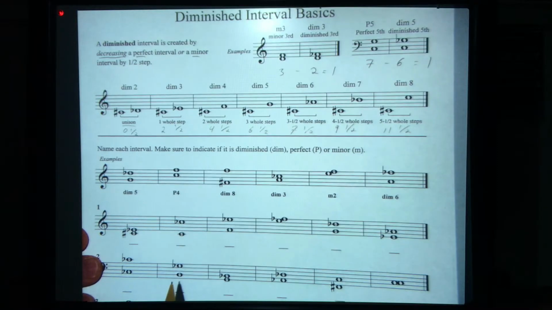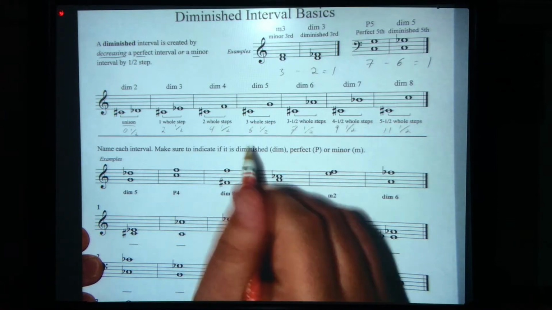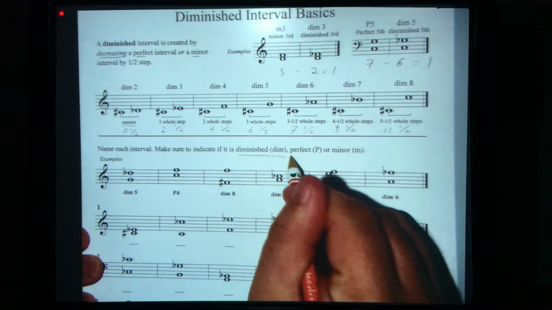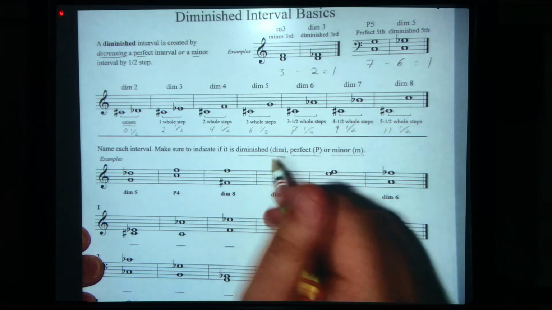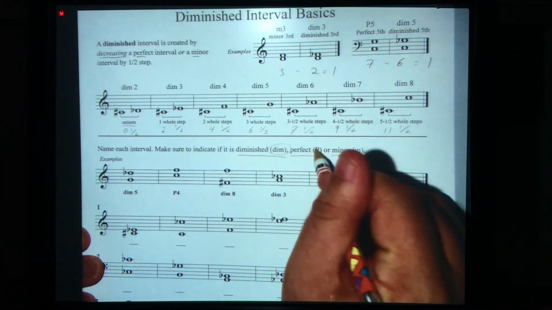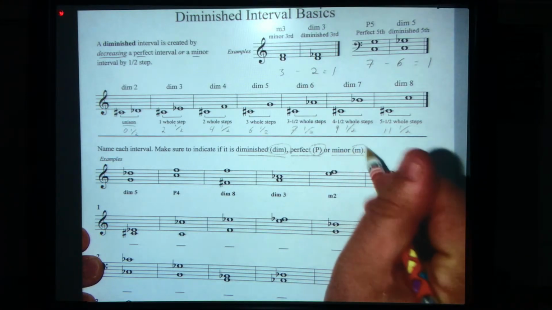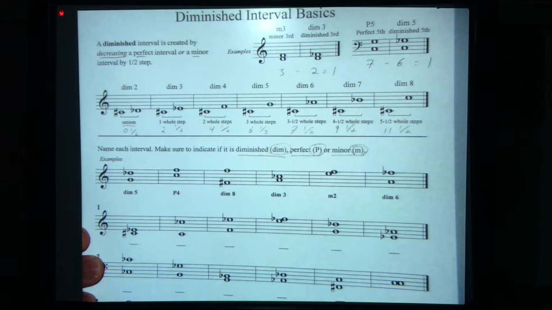As you notice, we're going to have all kinds of intervals in these exercises. We're going to have diminished intervals, perfect intervals, and minor intervals. So we should not have any major intervals on this worksheet. Remember that the abbreviation for diminished is DIM, the abbreviation for perfect is P, and the abbreviation for minor is M. You can also add a line over the M to distinguish that it's minor. So start getting in that habit now.